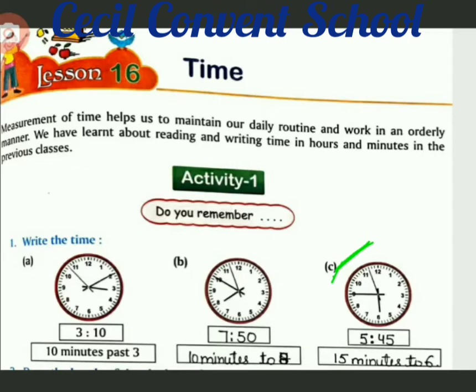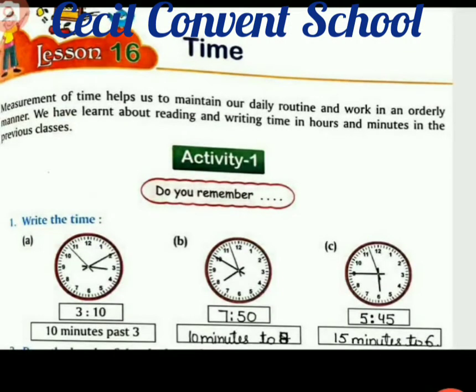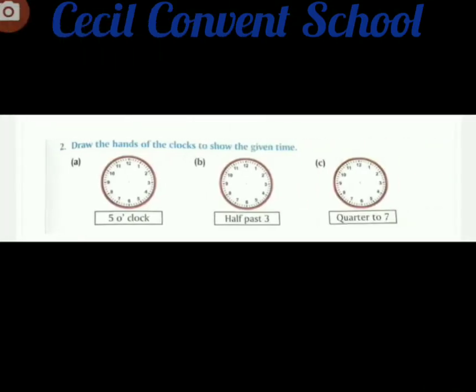Clear? Now students, we do Activity 1, question number 2. In this, you have to draw the hands of the clock to show the given time. First of all, 5 o'clock is there, meaning the smaller hand will be on 5 and the bigger hand should be on 12. Clear? Now we do B part. It is half past 3. Half means what? That from the total 60 minutes, it has completed half, which is 30 minutes.